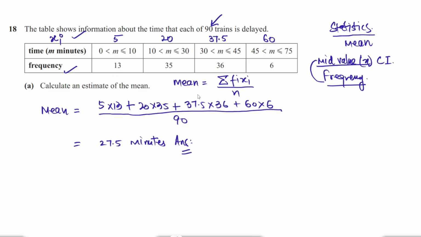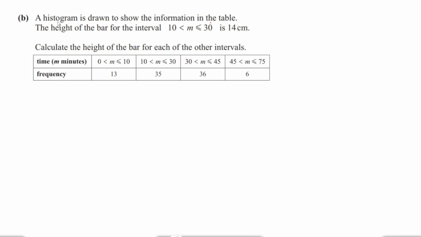This is one of the easiest questions which could be found in the statistics chapter. Let us move to the next problem. Its B part says a histogram is drawn to show the information in the given table. The height of the bar for the interval 10 to 30, for example, we're talking about this interval, is 14 centimeter. Calculate the height of the bar in each of the other intervals.